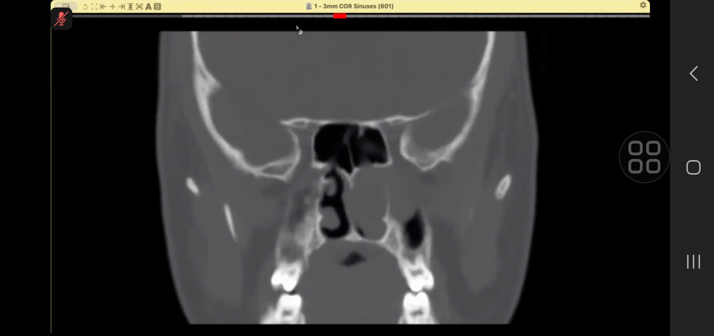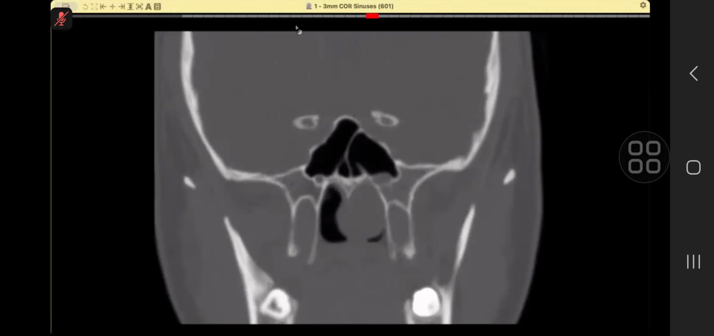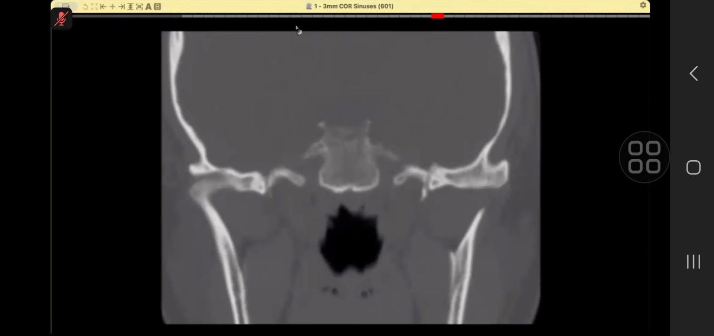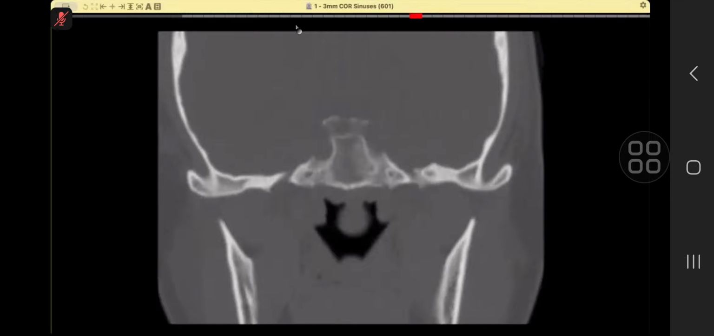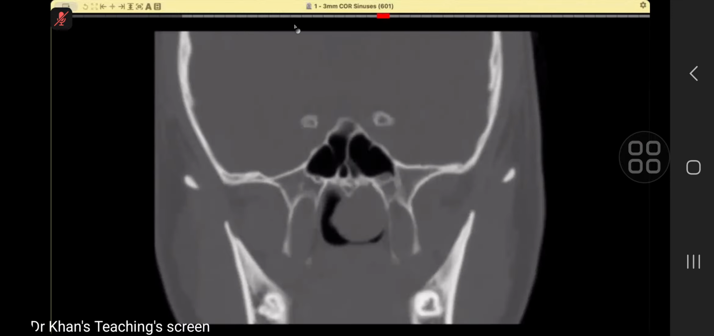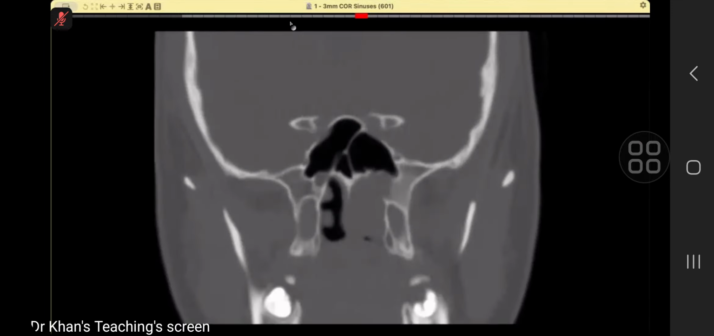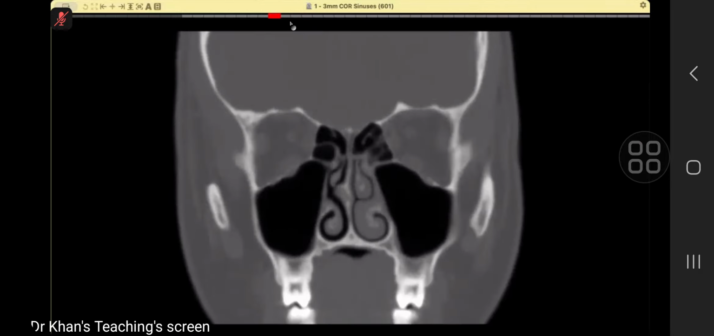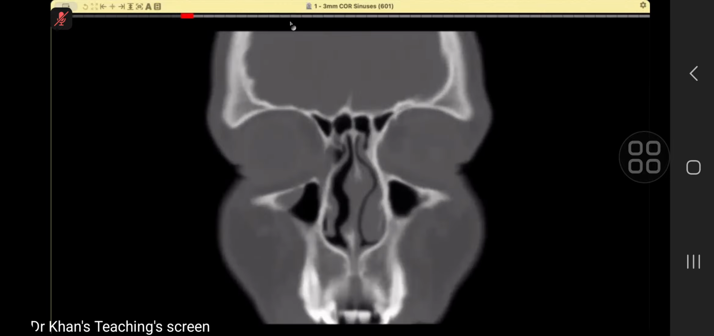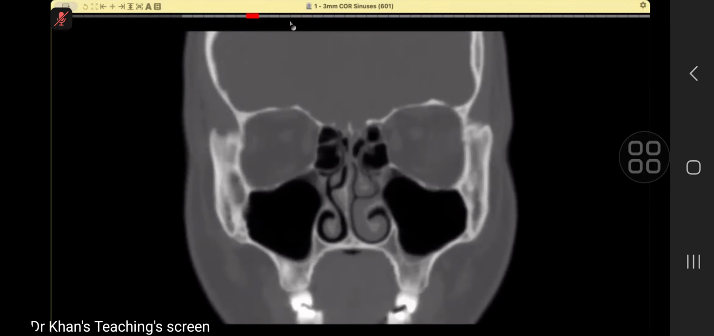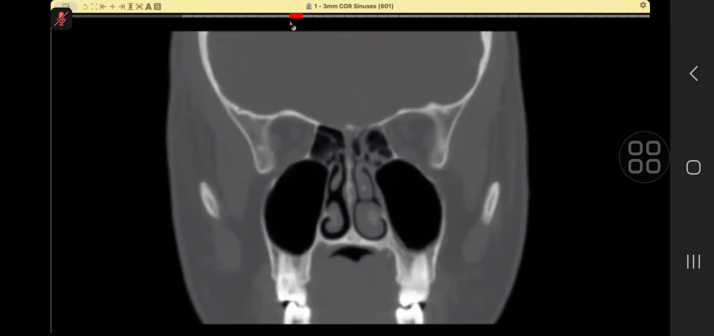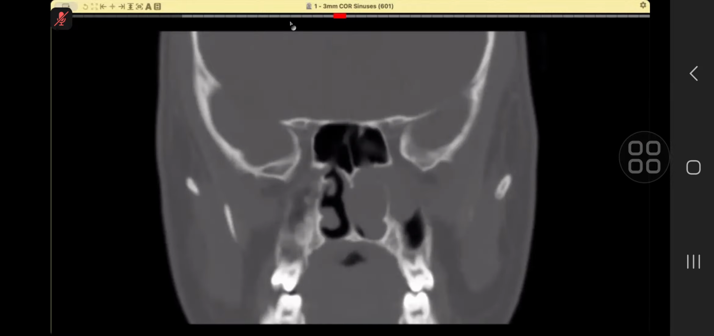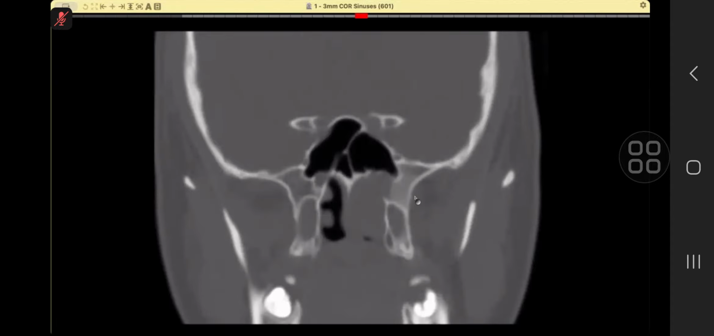Sir, I am looking at the CT scan images, coronal sections of a patient who presented with epistaxis, and I could appreciate that there is a soft tissue density mass projecting into the nasal cavity, the left half of the nasal cavity. Sir, I could appreciate the mass going into the pterygopalatine fossa and extending in the left infratemporal fossa as well.